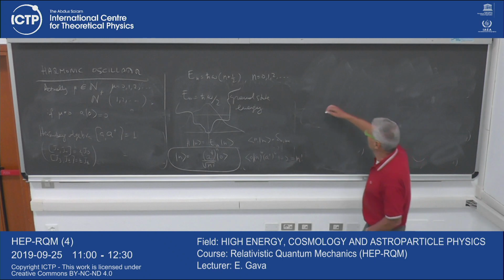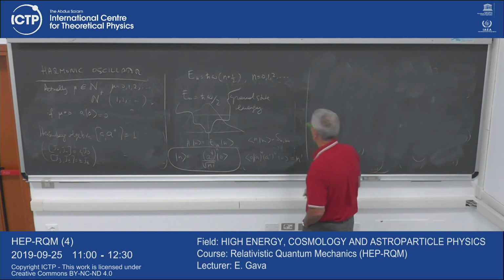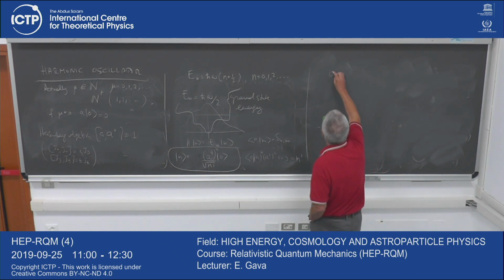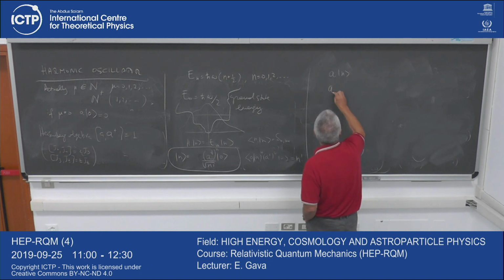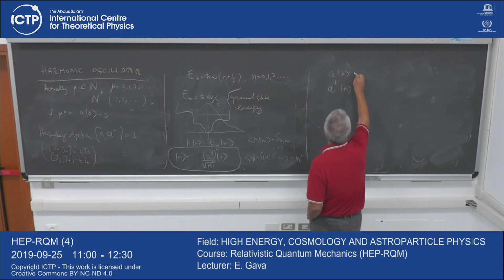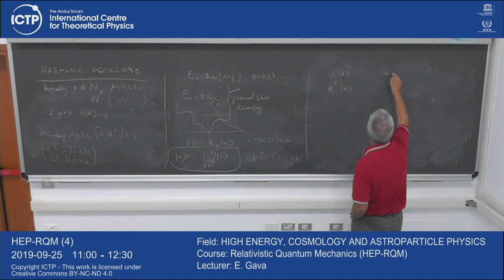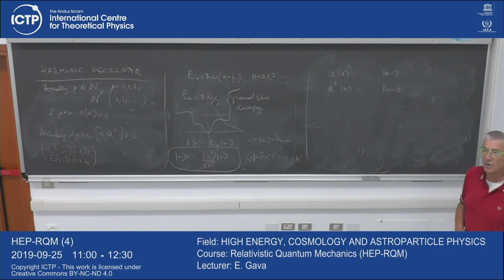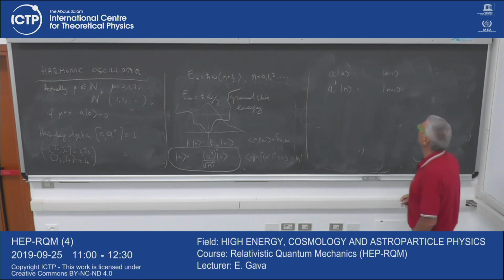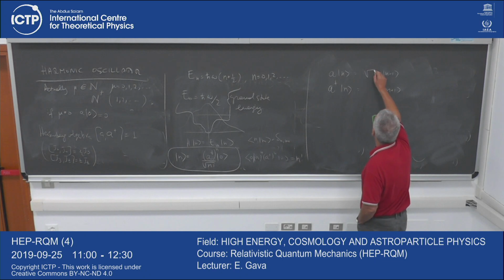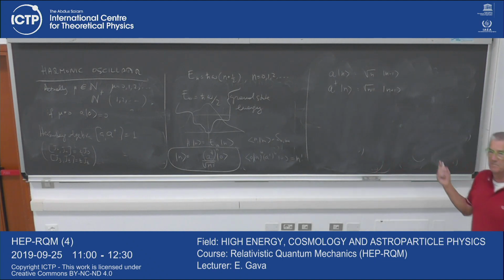And of course, some extra useful identities are a acting on |n> and a dagger acting on |n>. This you expect to be |n-1>, right? This you expect to be |n+1>, right? But again, you have to compute norms, right? And I guess this is square root of n, and this is square root of n plus 1, probably. You have to check it.